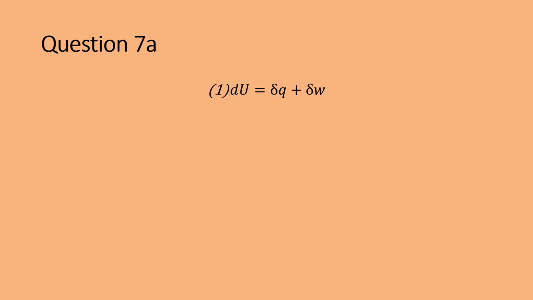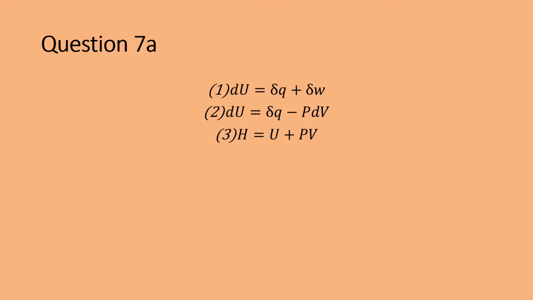First off, we'll start with the first law of thermodynamics, which states that energy is conserved, and can be stated as: the change in internal energy equals the change in heat plus the work done on the system. Now we'll use the assumption that we're operating with a reversible process to equate the change in work to negative PdV.